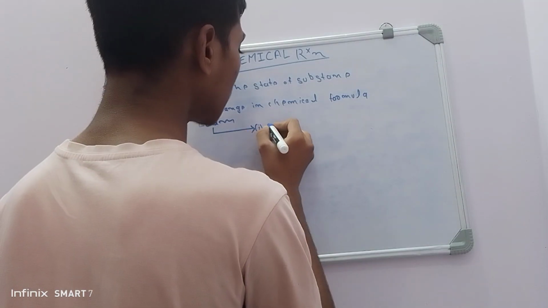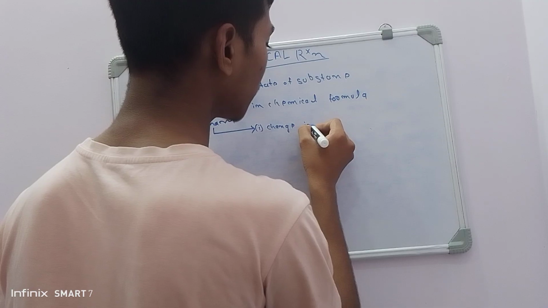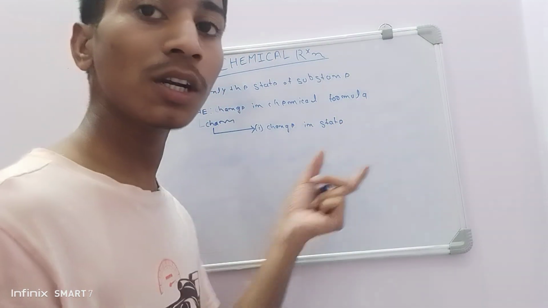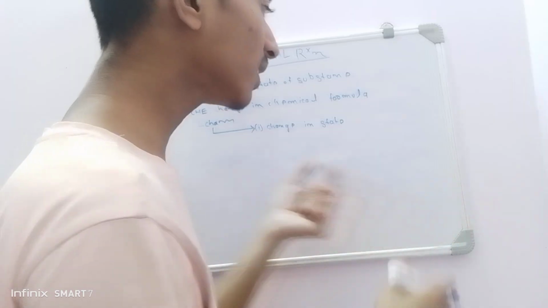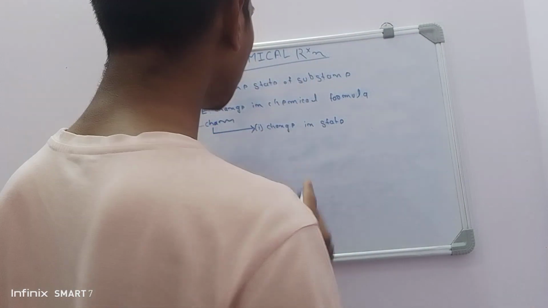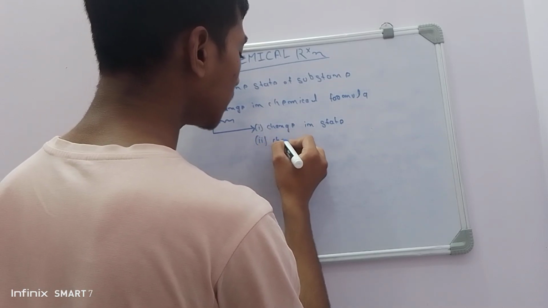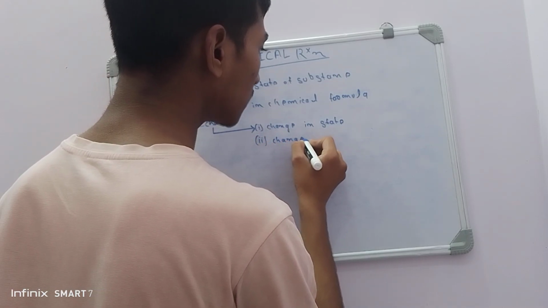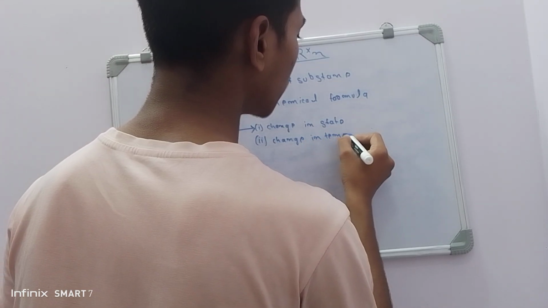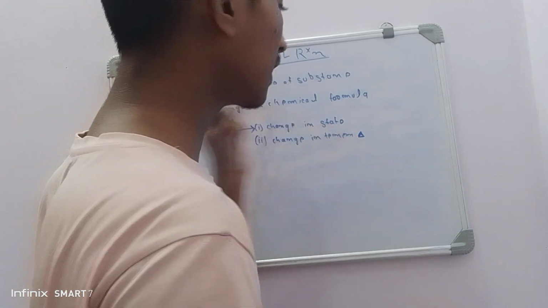First is the change in state. If you see a change in state, then you could say it is a chemical change. But not just by saying change in state, because a change in state also happens in physical changes. The second characteristic is a change in temperature. Temperature change can also be written in chemistry with the symbol delta.